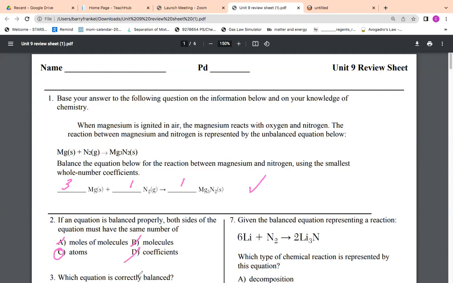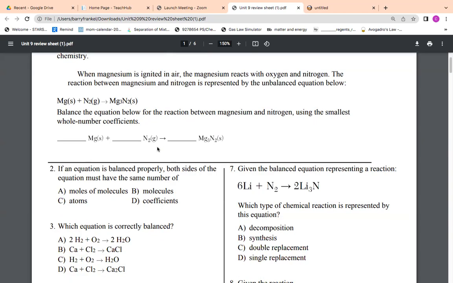What does have to be equal is the numbers, the individual atoms on both sides. On the reactant side, we have 3 atoms of magnesium and 2 atoms of nitrogen. And we have the same stuff on the other side, 3 magnesiums and 2 nitrogens. So atoms, that is what needs to be equal on both sides in order for something to be properly balanced. Okie dokes. Let's move on.